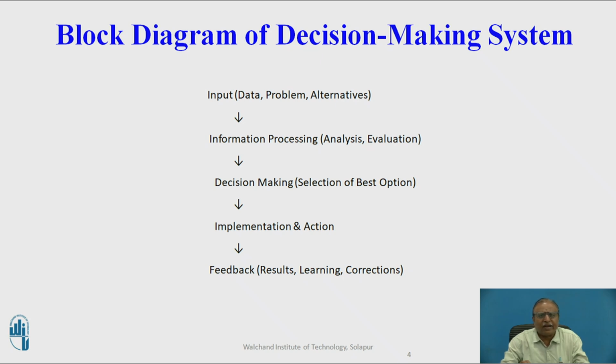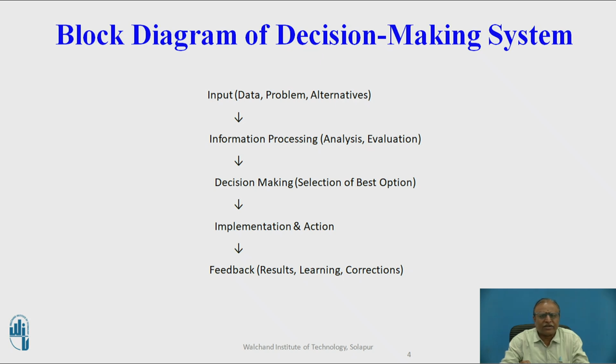After that, the next step is decision making. Here we can have a number of techniques or different options from information processing. We have to choose the best option from those options, and we go for implementation and action. Here in implementation, we are implementing different techniques, methods, or algorithms, and we are performing some operations here, and we are taking action on that data.